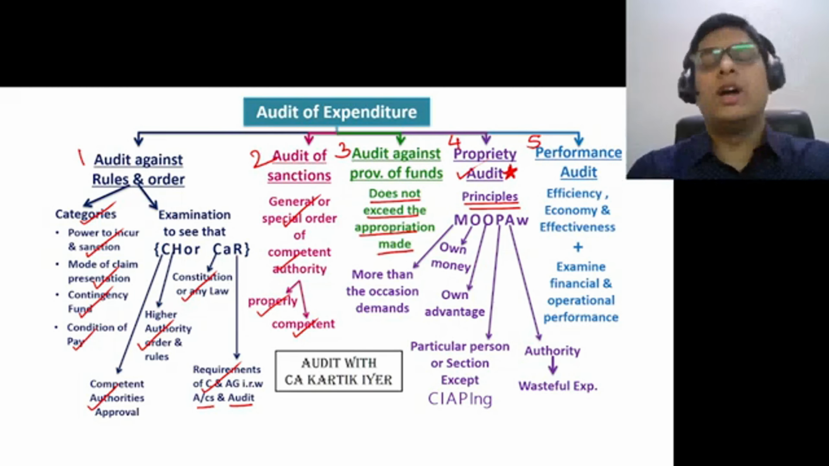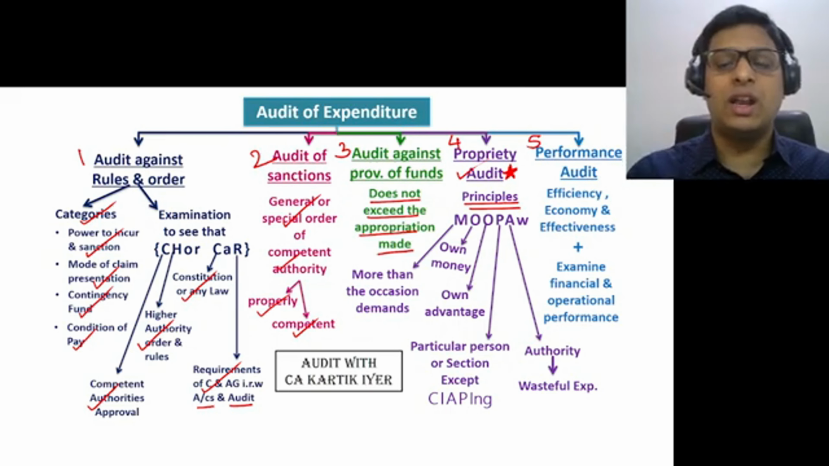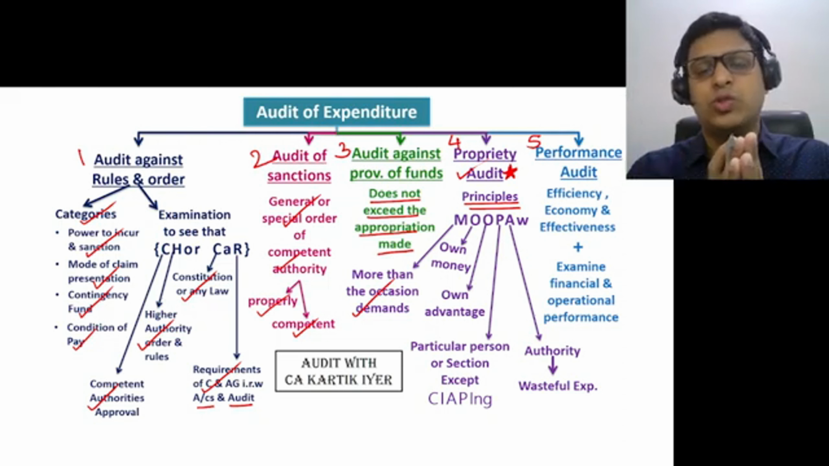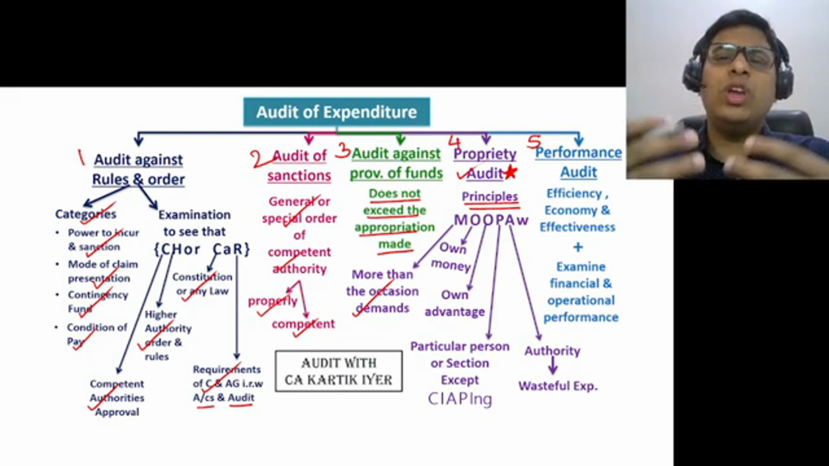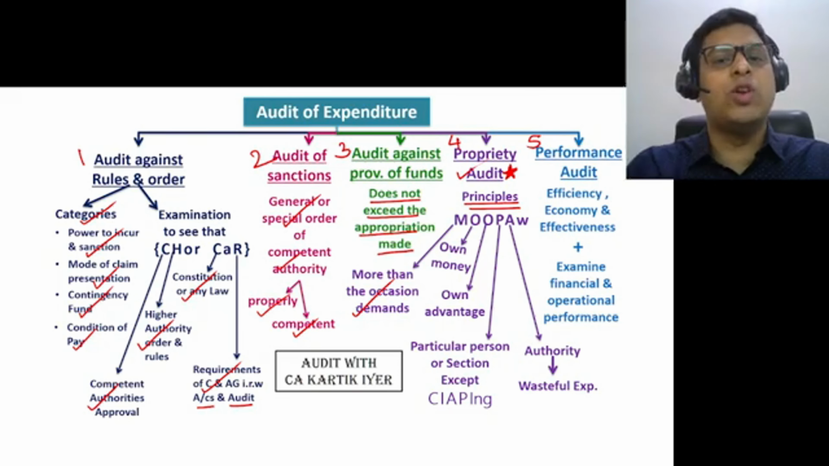First of all, if the CAG sees that the payment has been done more than the occasion demands, then that is incorrect. So in proprietary audit, the auditor has to be careful. Let's say government is conducting a function. For that function, they can get the function done in let's say 2 lakh rupees, or they can also get the function done in 2 crore rupees, but the same function. So if it can be done in 2 lakhs, you have to ensure that public money is saved and you should not spend more than the occasion demands.